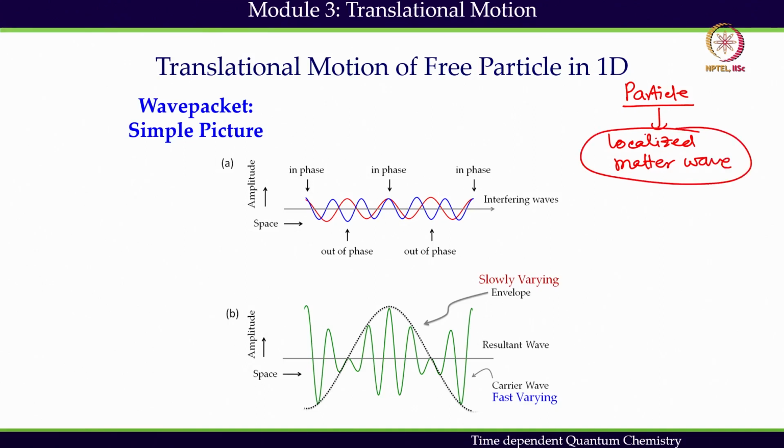This is called a particle: a localized matter wave. There will be a wave, but it has to be localized, which means there will be wave, nothing, nothing, nothing, then something localized. This is a quantum particle. This is the way we have to represent the quantum particle, and this is called a wave packet.